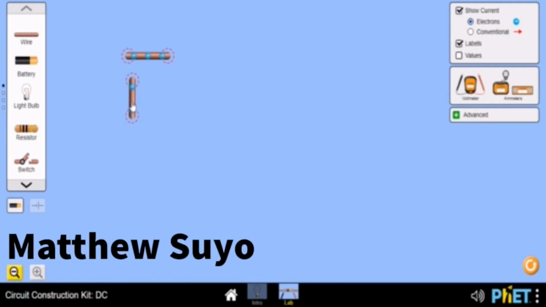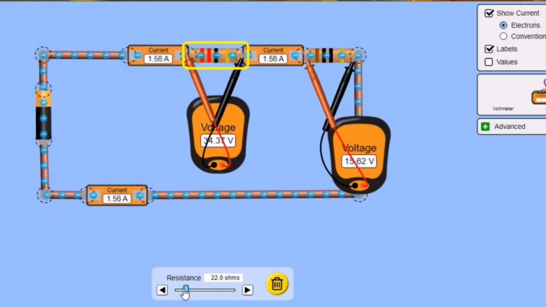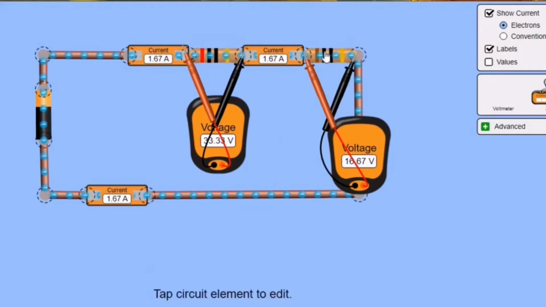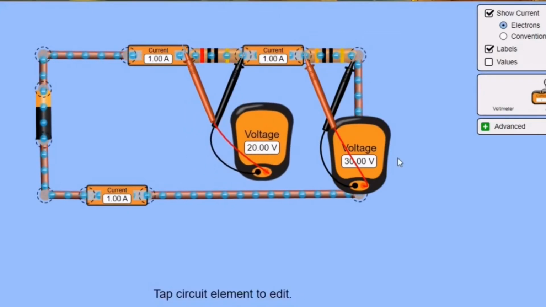The diagram: we used the circuit construction kit from the PhET simulator and created our own circuit. After creating a series circuit, we took the value of resistance from our table and plugged it into our resistors. With every trial, we added 10 to the resistance of the resistors.